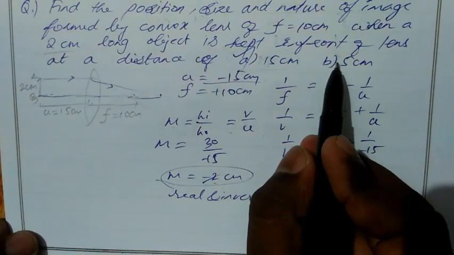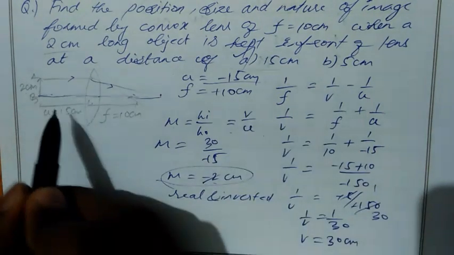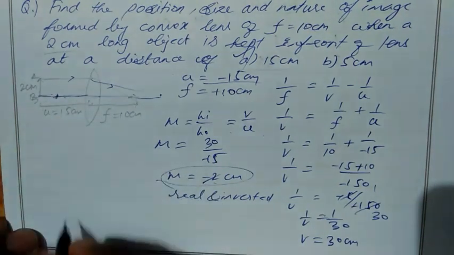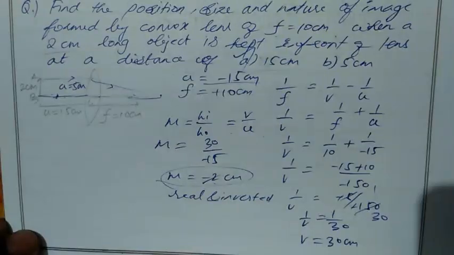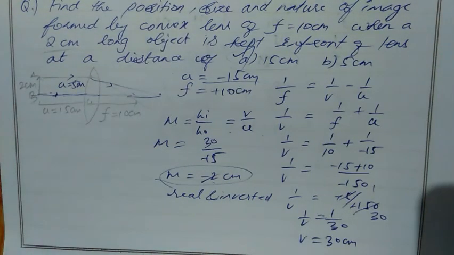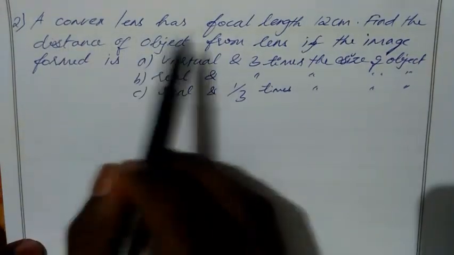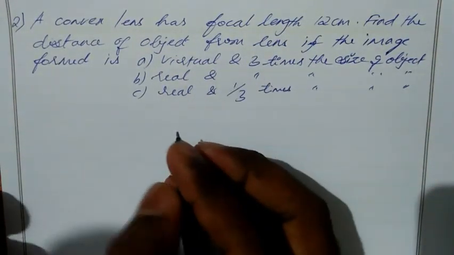Then for second case, you do as your homework. Okay, so here the distance is 5 centimeter. Only 5 centimeter. Now the U value is 5 centimeter. Then do the same procedure. You will get the answer. Then find the nature of image. Clear?